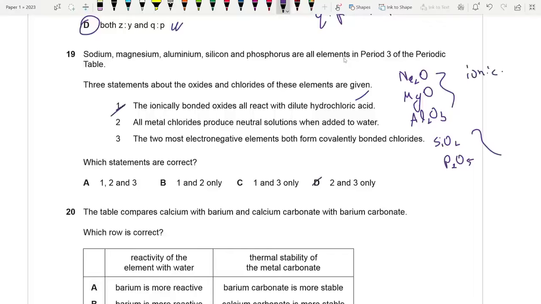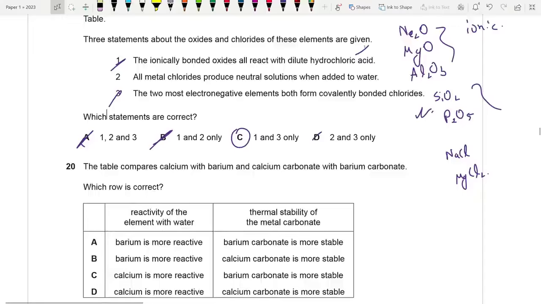One is fine. All metal chlorides produce neutral solutions when added to water. This is actually wrong because NaCl produces a neutral solution, but MgCl2 produces a solution with pH 6.5. Aluminum chloride is worse. So 2 is wrong. So we only get this as an answer. The two most electronegative elements both form covalently bonded chlorides. Yes, 3 is correct. Because as we go to the right of the periodic table, we know that electronegativity increases.